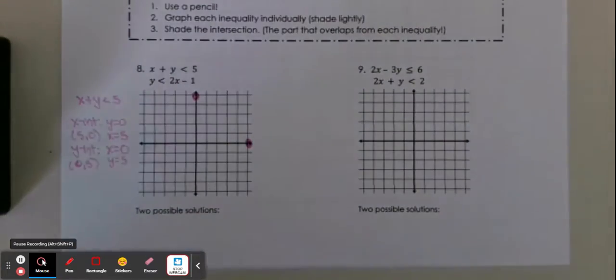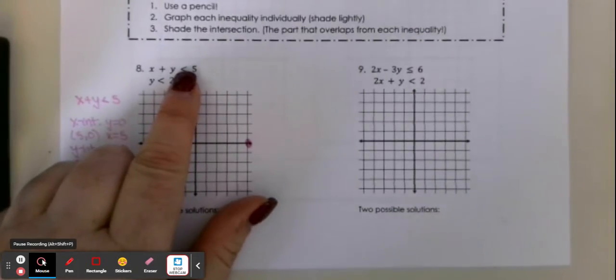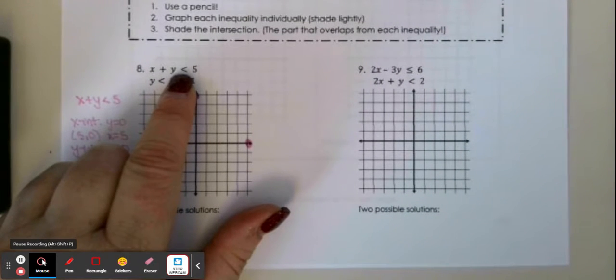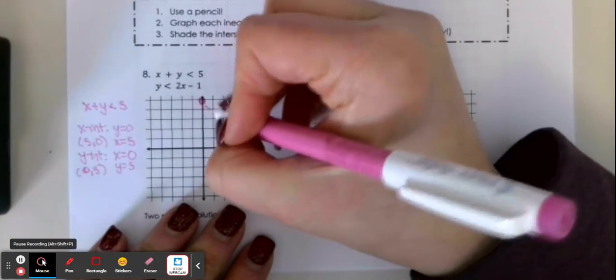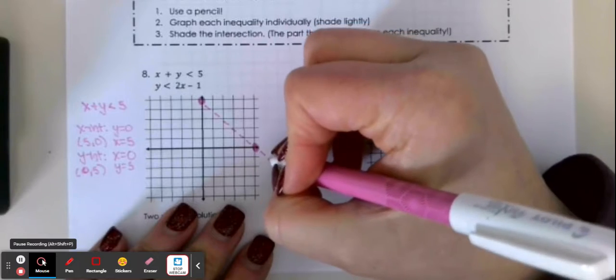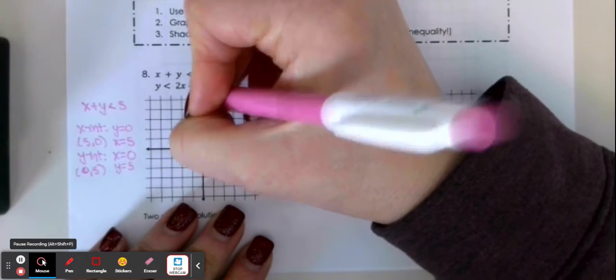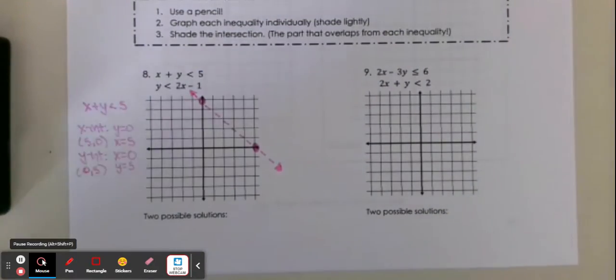Now, I've got my two intercepts, time to connect them. Well, unlike with equations where it's automatically a solid line, I've got to look at my symbol. This is a less than symbol, so that means it's going to be a dotted line. And if you remember from our graphing linear inequalities unit, what this dotted line means is that any point along this line is not a part of the solution set.